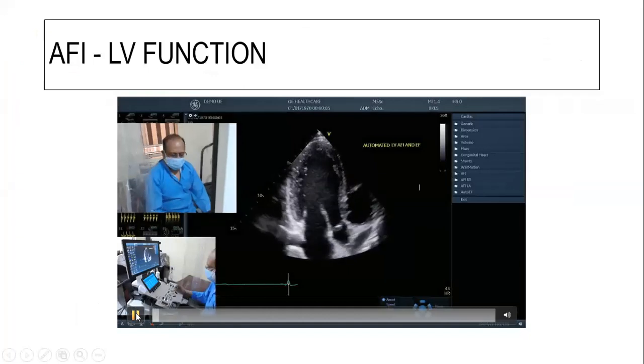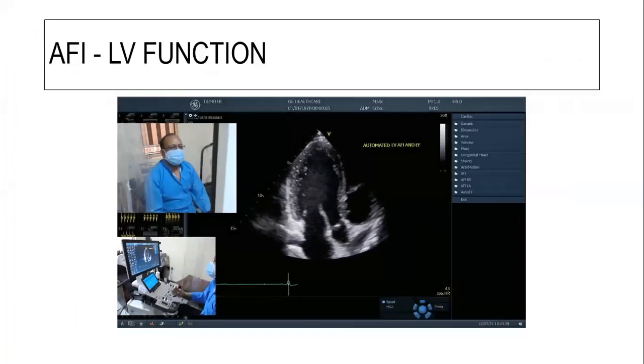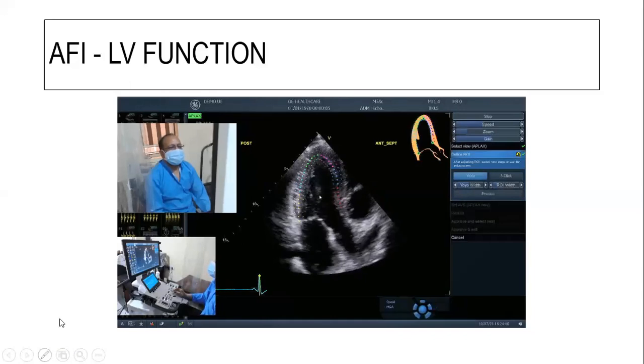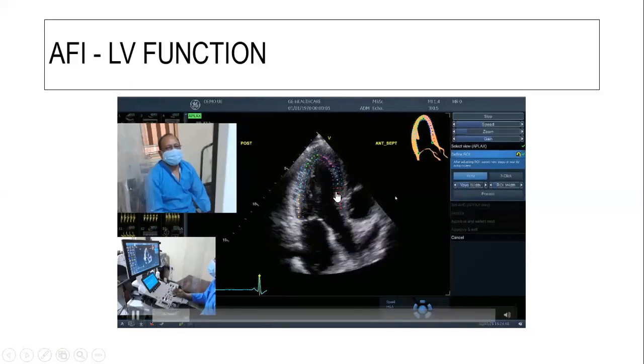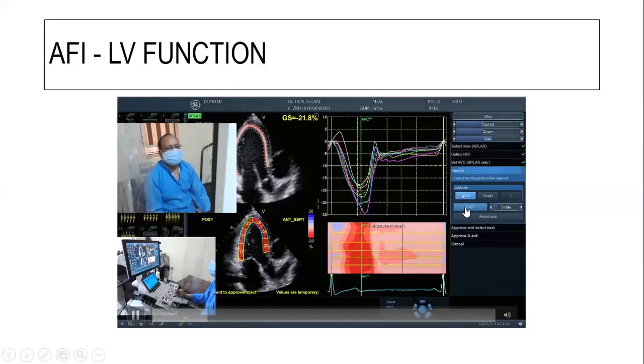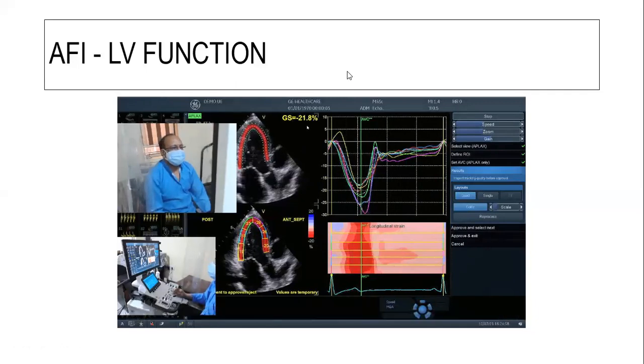This is self-explanatory. Look, Uncle. So what we do, we get a 3-chamber view. Then we trace these margins. This machine does it automatically. Analyze the machine. And now it has given you a 2-dimensional strain across all the segments.